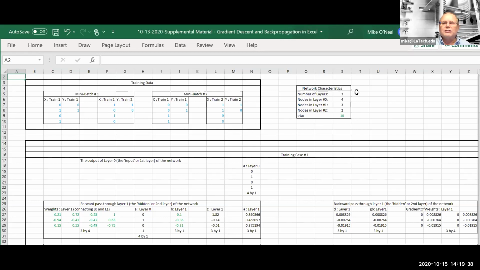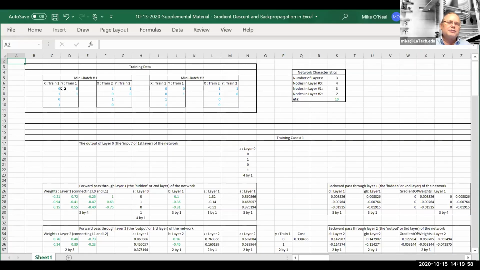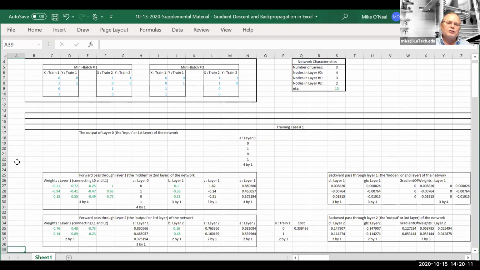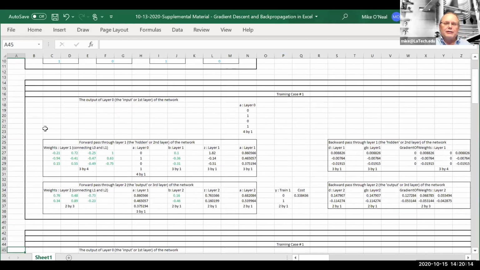Here are the network characteristics. There are 3 layers. There are 4 nodes in layer 1, because obviously you have 4 inputs, so there would be 4 nodes. The intermediate layer is only going to have 3 nodes in it, and the output layer will obviously have 2 nodes, because that's what our outputs are. Okay? So we take this 0, 1, 0, 1, here it is, 0, 1, 0, 1, and we feed that forward into our network.